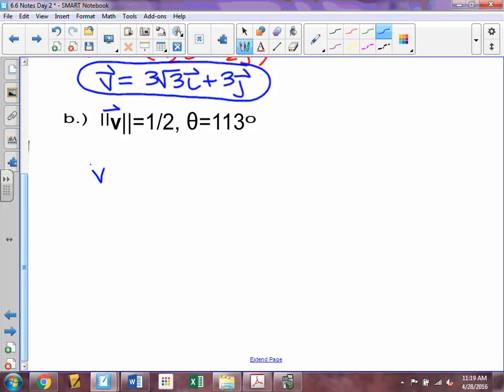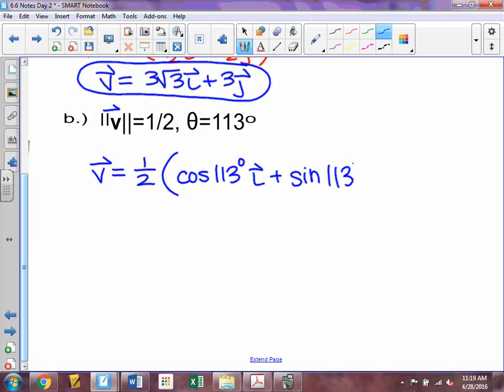Okay, so if we want to find vector v, what do we start with? Magnitude, good, 1/2. Then how do I use the angle? Cosine, good. Cosine of 113. And then vector i goes next to that. Plus what? Sine of 113, and then vector j.